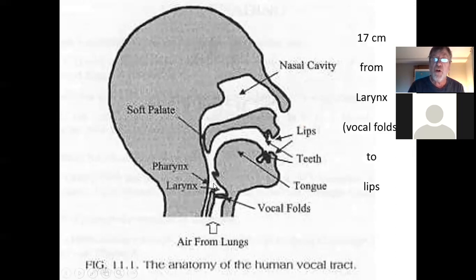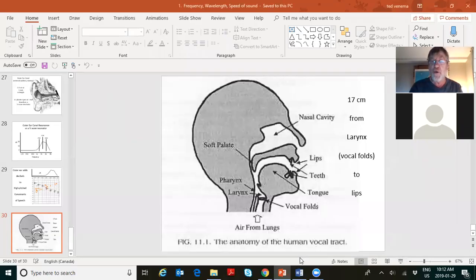So now this is also a quarter wave resonator. Now it's a different kind because it's longer than your ear canal. Read what it says on the right here. It's 17 centimeters from your larynx, your voice, your Adam's apple, to your lips. It's about 17 centimeters in an adult. Okay, so now let's kind of look at our notes.